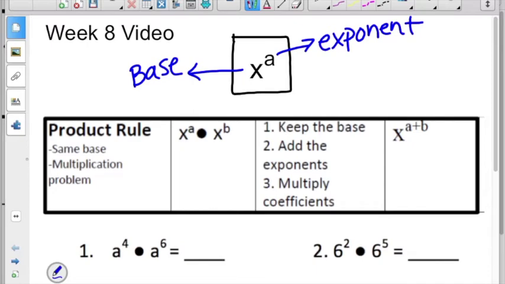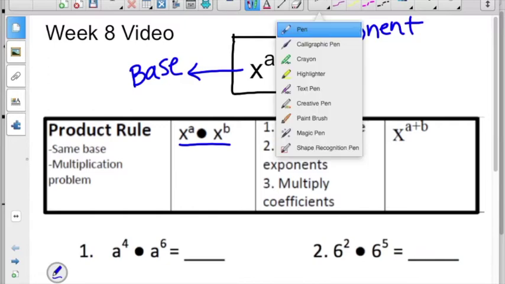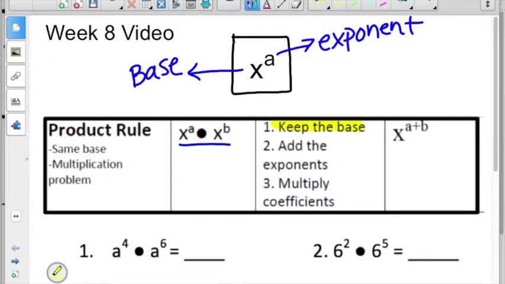The first rule we're going to talk about is the product rule. That's when you have the same base and it's a multiplication problem. So for instance, we have x to the a times x to the b. What you do to solve that is you keep the base, you're going to add the exponents, and you're going to multiply the coefficients if there are any. So your answer for this problem would be x to the a plus b power.